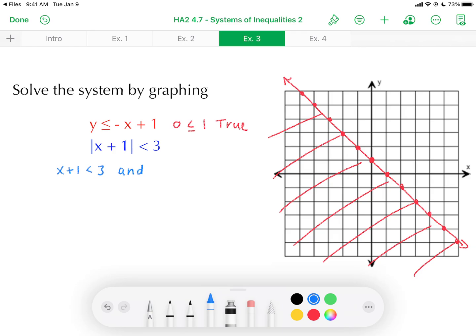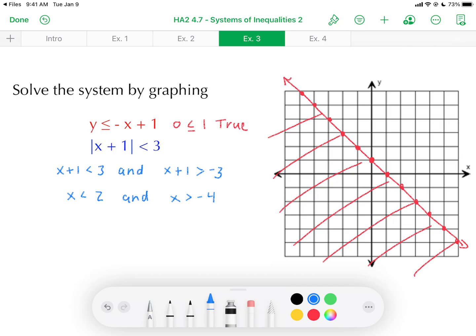Think of less than as less and. And then my second case would be x plus 1 is greater than -3, right? Solving those separately, I'll end up with x is less than 2 and x is greater than -4. Everybody okay with that? That's a good review of the one-variable inequalities.